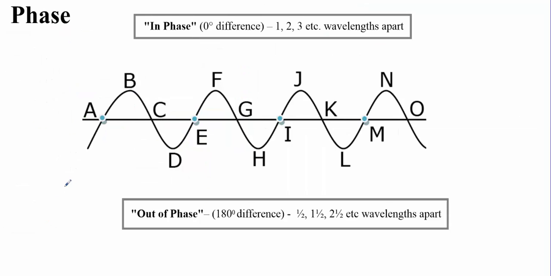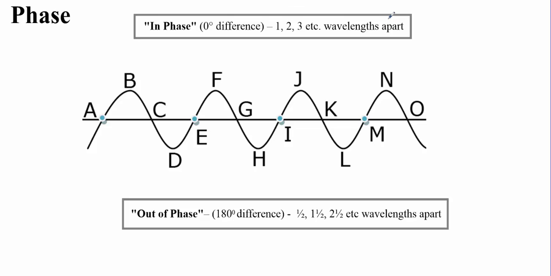Let's talk about phase. I've got myself a periodic wave here with a bunch of different points labeled. And we have two terms that we need to talk about. We have in phase and then out of phase. And another way of thinking about it is completely in phase and completely out of phase. Everywhere in between would be partially in phase or partially out of phase. Anything in phase is 0 degree difference, or 360 degree distance, or complete wavelengths apart.